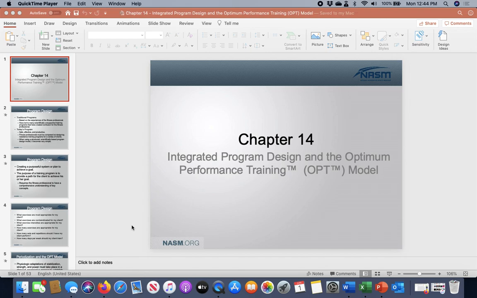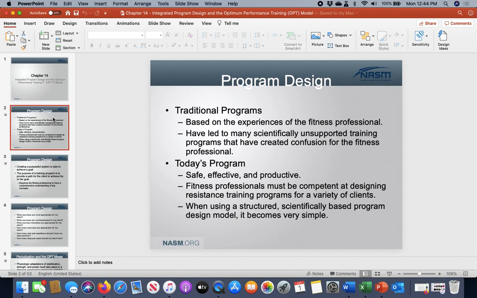So let's see what we can come up with here. With your program design, what we're going to hit on is the traditional approaches, or traditional programming. Depending upon who you are, and depending upon what your background is, what it is that you've researched, is there any sort of scientific basis? Are you getting mixed feelings? Are you getting the proper information that you need to get? All of this comes out in this traditional program.